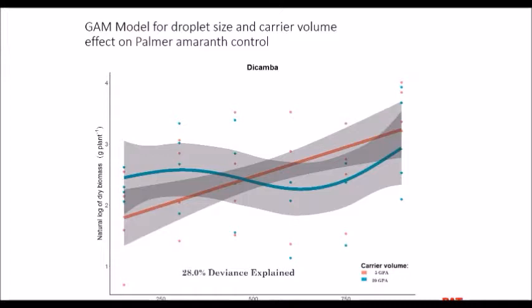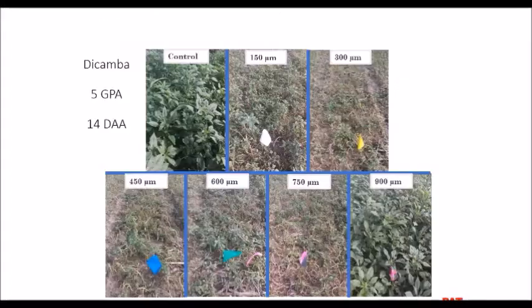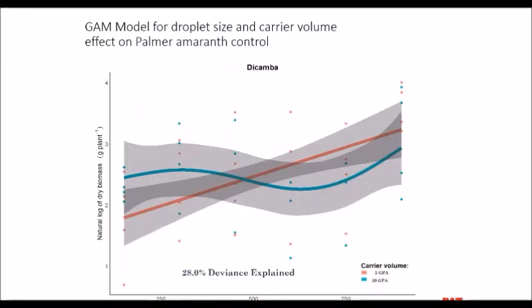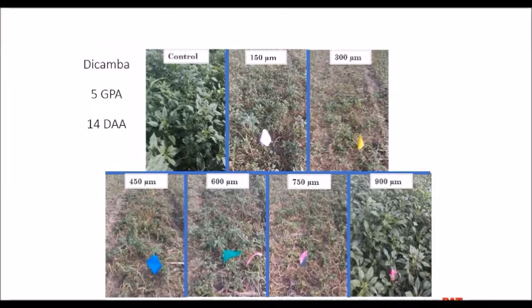Now, here's the GAM model then for the dicamba. Again, even less of the deviance explained, with only 28% of that deviance now being explained by the change in droplet size for dicamba. And part of this is due to the versatility of dicamba. What you see when you look at the pictures here, going from about 300 to 750 microns, we see very, very little difference in terms of the efficacy. And you can kind of see that in the pictures.